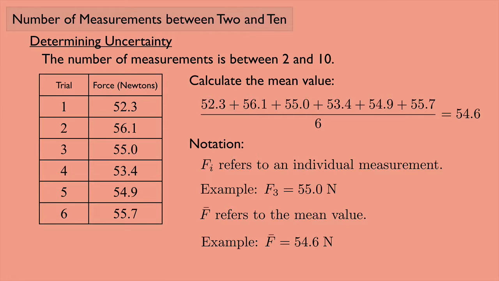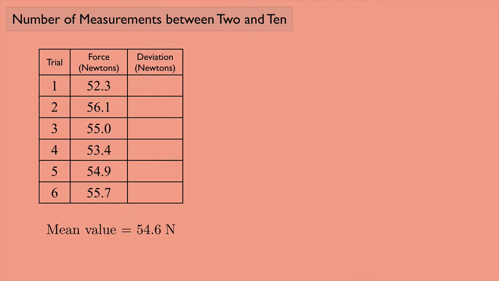So that takes care of the measured value, but how do we get the uncertainty? Well, I'm going to add another column to my table called deviation. And the deviation is where I'm going to subtract the mean value from each of the measurements. And that means that some of the deviations are going to be positive and some of them are going to be negative, and that's okay.